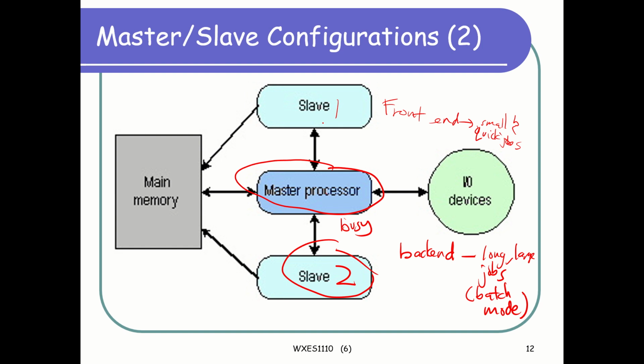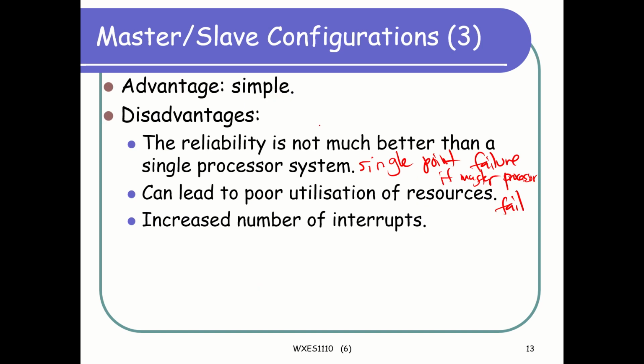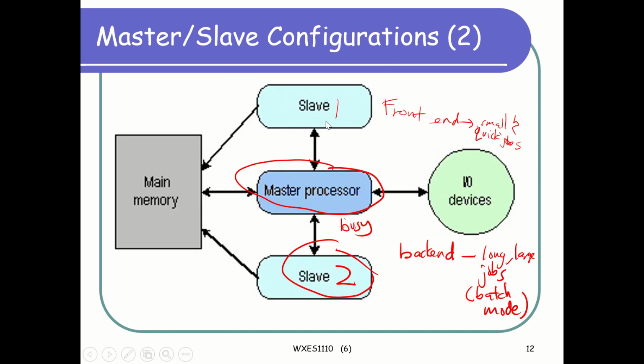It also increases the number of interrupts, which means that all slaves must interrupt the master processor each time they need OS intervention. This creates a long queue at the master processor level, where there are many processes and many interrupts.